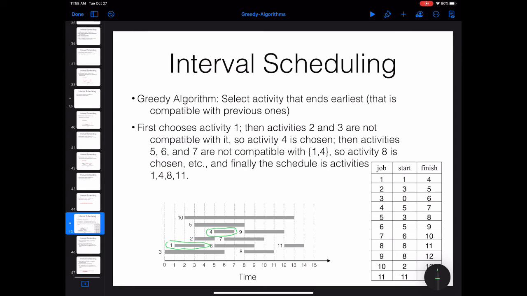The next earliest time is 5. There is a conflict. I can't take it. 6, there is a conflict. 7, there is a conflict. The next job that I can take is 8, which has the earliest finish time, and there is no conflict between that and the previous jobs. After 8, I can take 9, I can take 10, and then I can take 11. That's 4 jobs. And there is no other solution with more jobs. This solution is optimal.